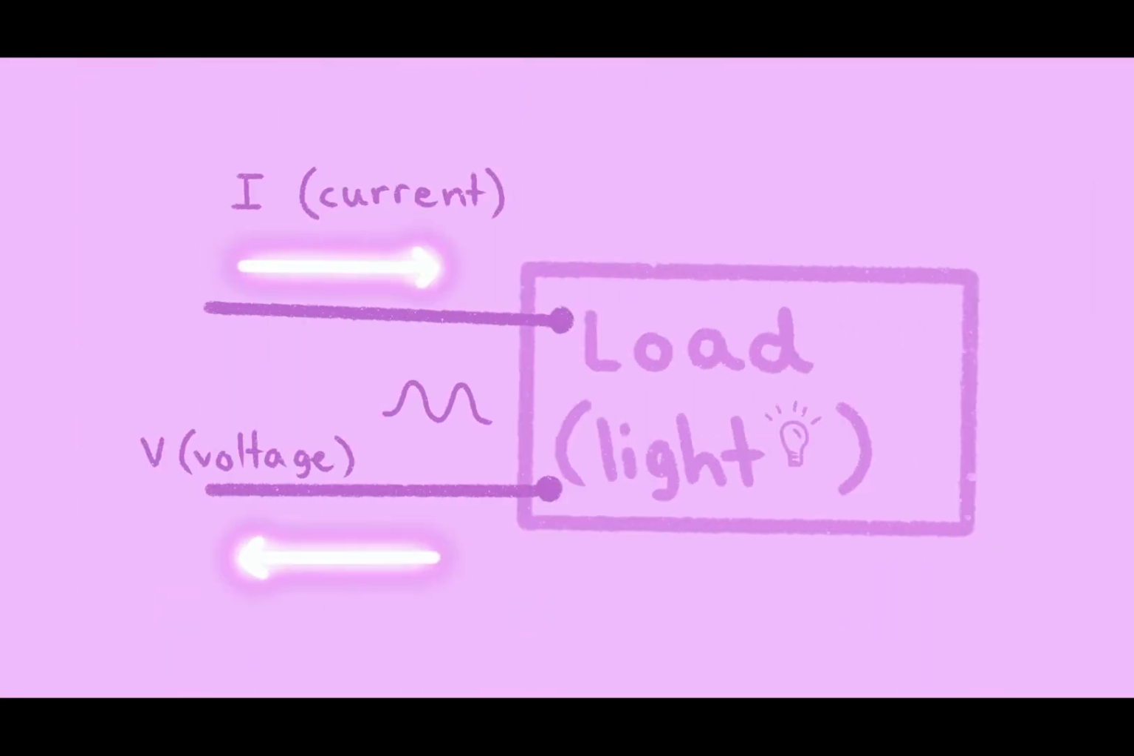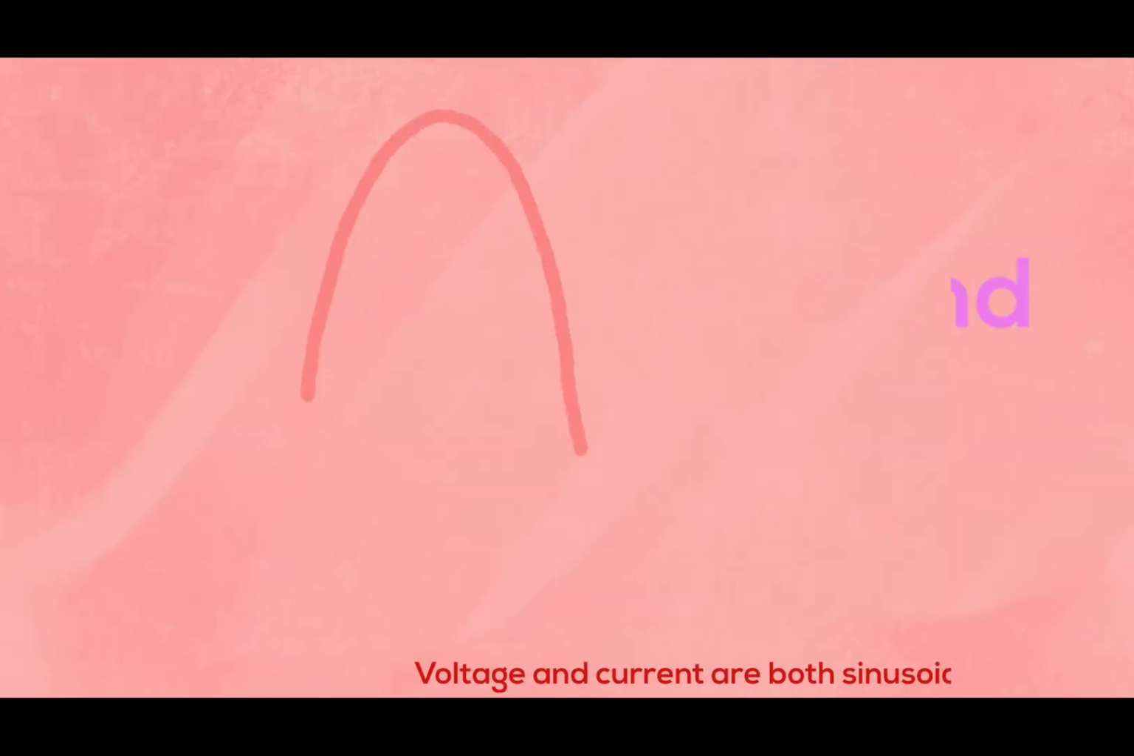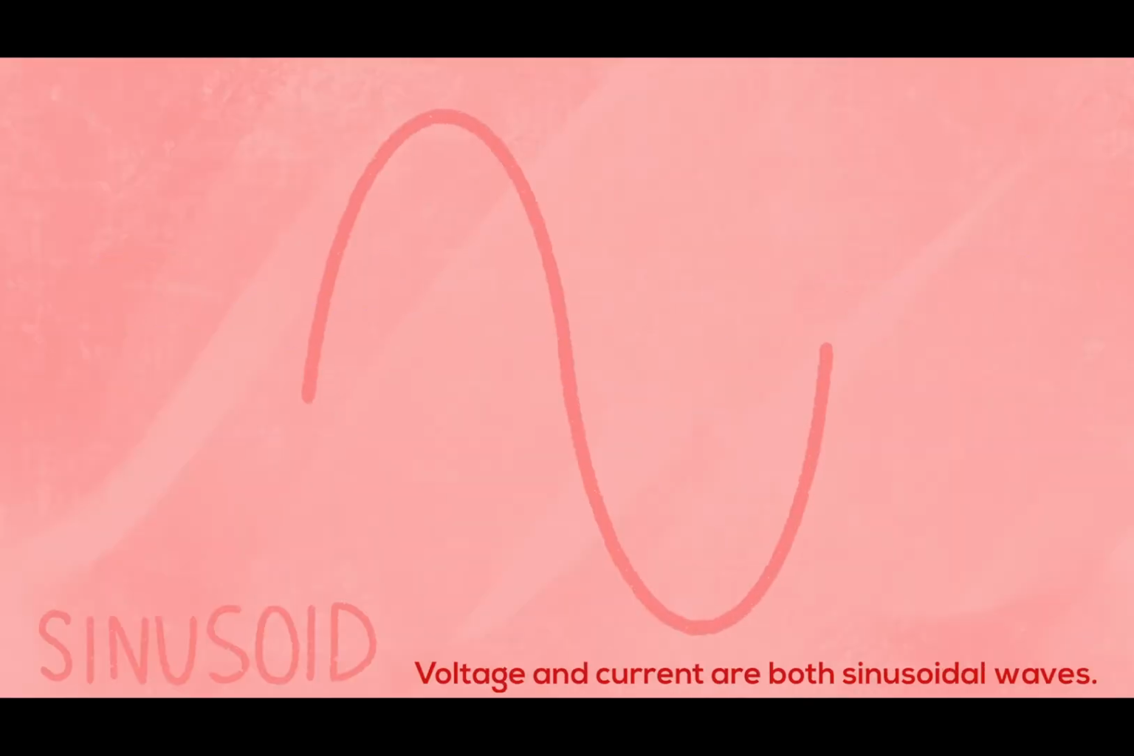Let's say you have a load, such as a light. The direction of the flow of electrons switches back and forth through the light. Here we have the voltage represented by V, which is the potential difference measured in volts. We also have current represented by I, which is the stream of electrons that is moving through. In the United States, the standard current is 60 cycles per second. The voltage and the current are both sinusoidal waves.